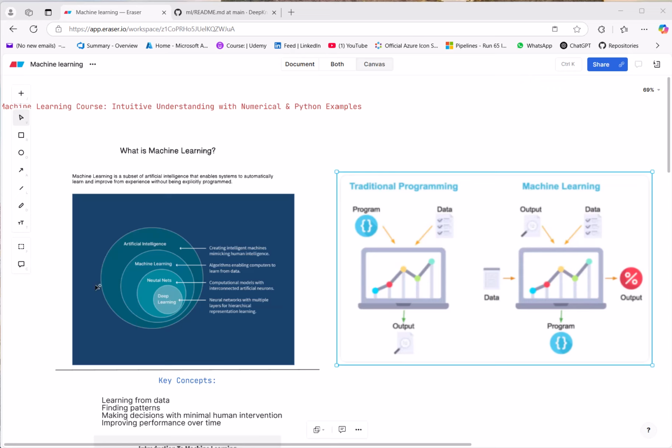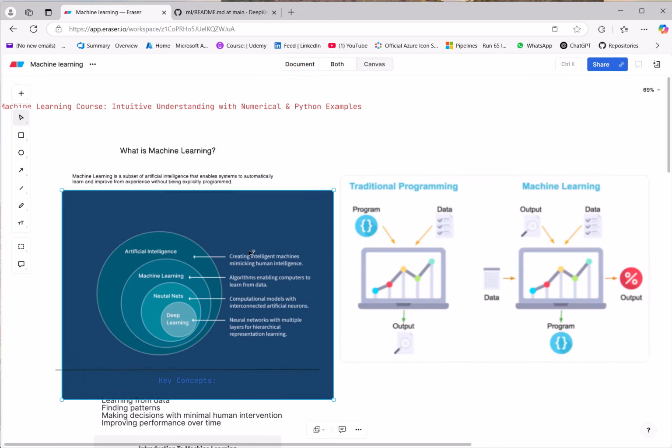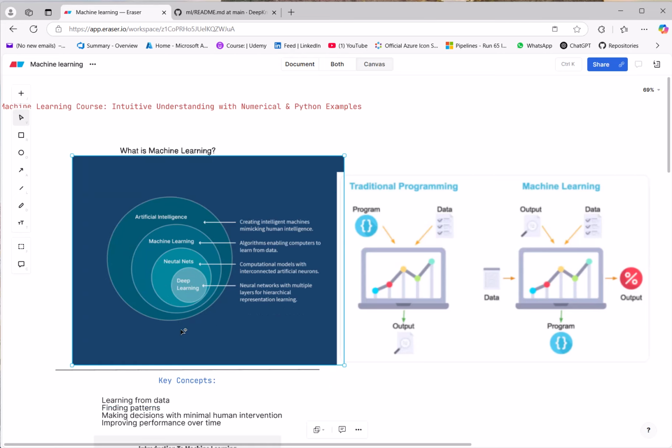As you can see here, machine learning is a subset of artificial intelligence. Hopefully you can see this image. This is artificial intelligence, the outer circle, and this is machine learning, so it's a subset of artificial intelligence. You can also see deep learning. It's part of the neural network and also part of machine learning. It's a subset of machine learning, and all of these are subsets of artificial intelligence.